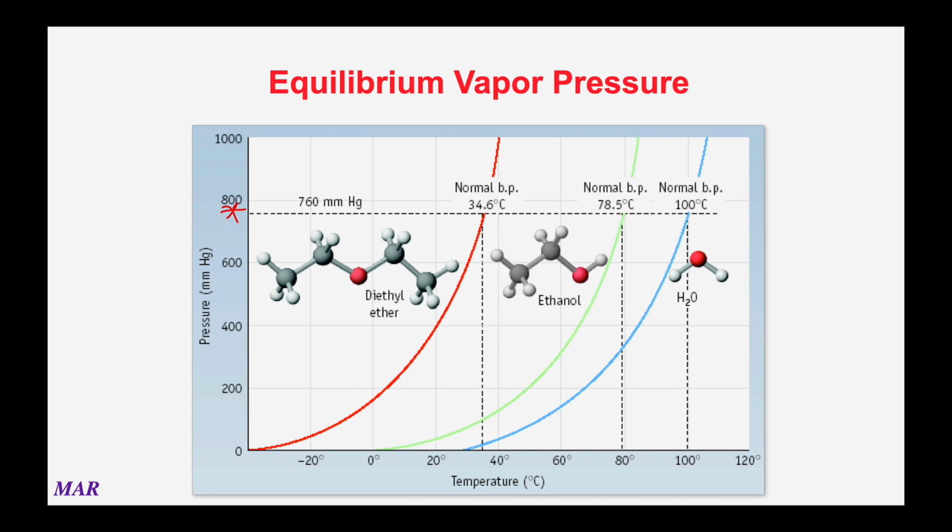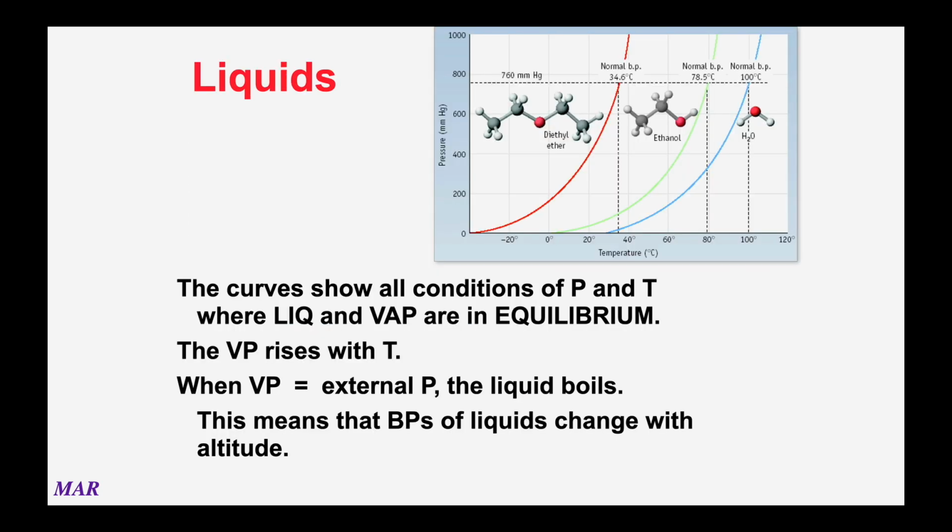Pretty interesting. These curves, the red curve, green curve, and blue curve, they are vapor pressure curves, and they show all conditions of pressure and temperature where the liquid and vapor are in equilibrium, all right? So the vapor pressure is rising with temperature, all right, because pressure and temperature are proportional, and remember, vapor pressure is a pressure of a gas. When the vapor pressure equals the external pressure, that's when you can have boiling.